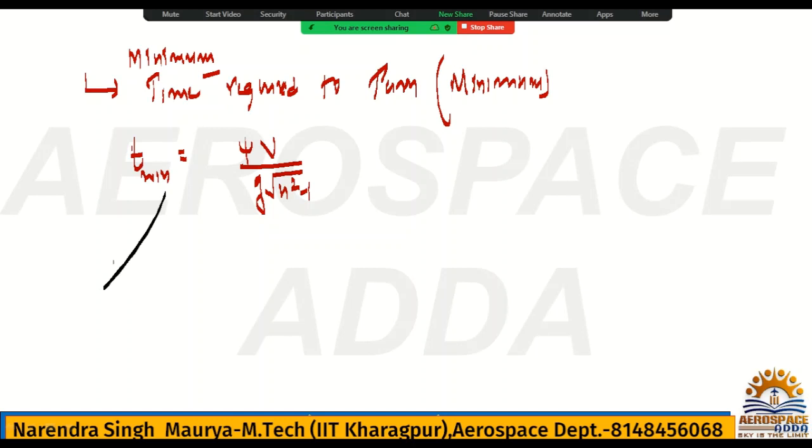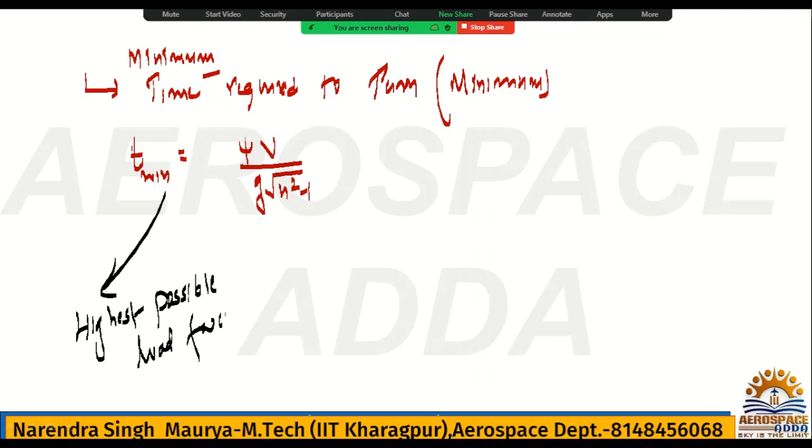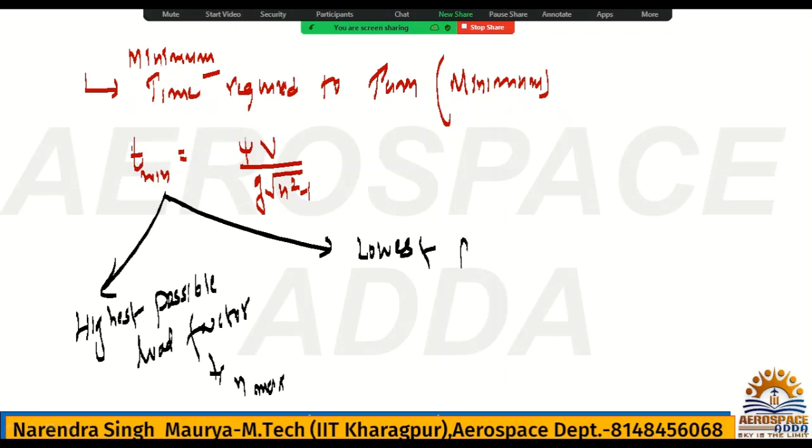So minimum time required, how can you get it? You should have n maximum, so the highest possible load factor, n max, and for minimum time required, the lowest possible velocity, V.